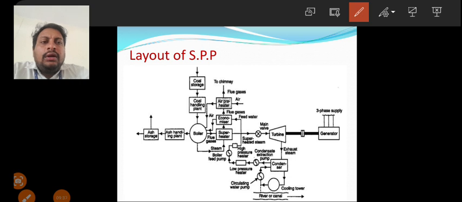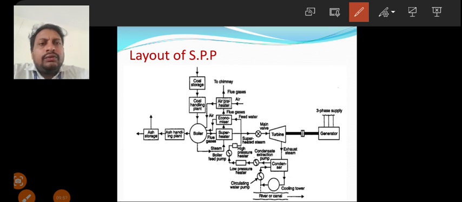So these are improving the efficiency of the boiler. We have boiler mountings as well as boiler accessories like the superheater, economizer and air preheater. So these flue gases pass through the superheater, economizer and air preheater, and after that go to the atmosphere through the chimney, right?